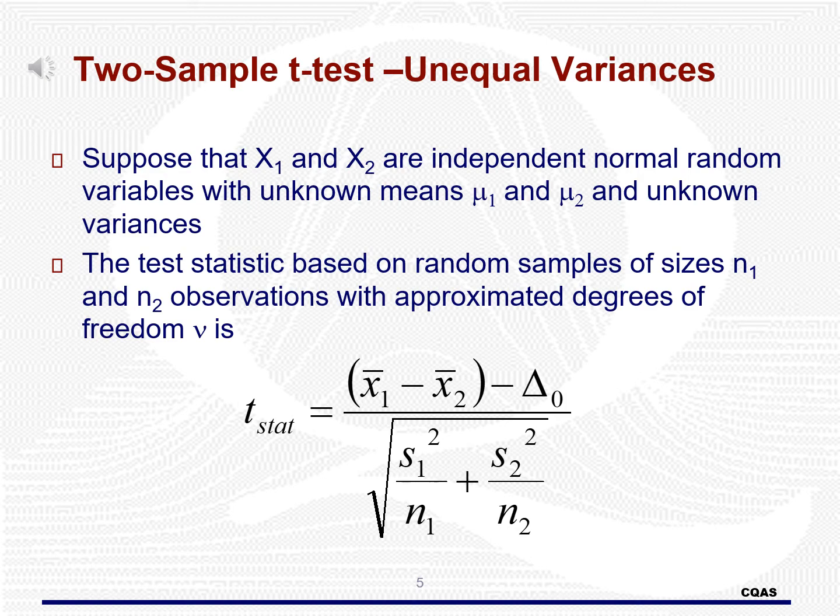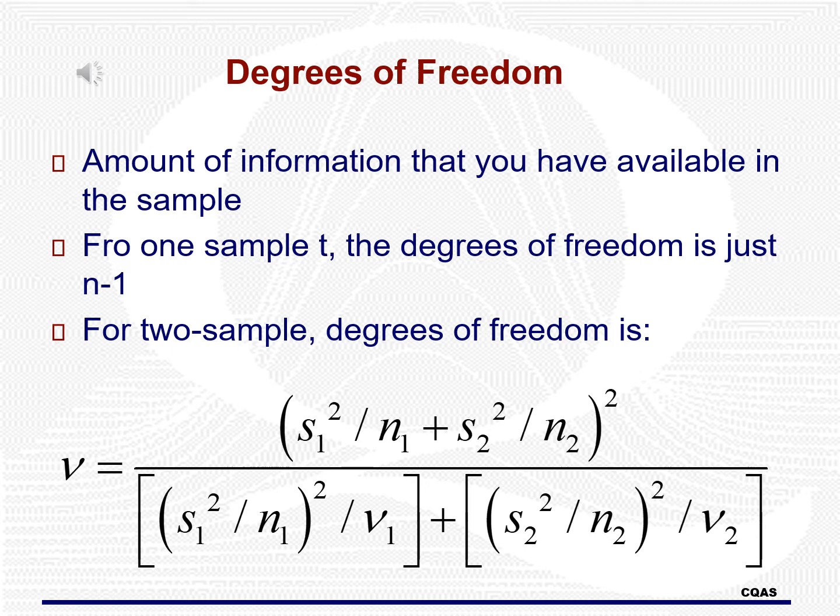Now let's talk about degrees of freedom. Recall that the degrees of freedom is just the amount of information available in the sample. When we were discussing the one-sample t-test, the degrees of freedom was calculated as n-1. It is much more complicated for the two-sample test. We calculate the degrees of freedom for the two-sample test based on the equation in the slide. Notice that based on this equation, you may get a degrees of freedom that is not an integer. Most computer packages will still be able to use this. If you are using a table, you should always round up.